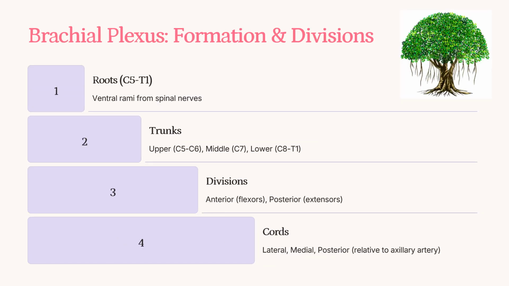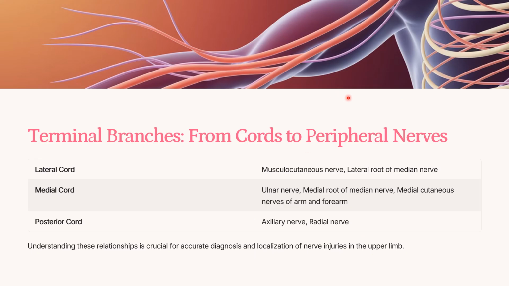This is what we already saw previously. So what I need to tell you is that in this slide, the cords, that is the lateral, medial as well as the posterior cords, are in relation to the axillary artery. So what you should know is that the lateral cord is the one which will be supplying three nerves. Out of that, two are more important. One is the musculocutaneous nerve and the other one is the lateral root of the median nerve.